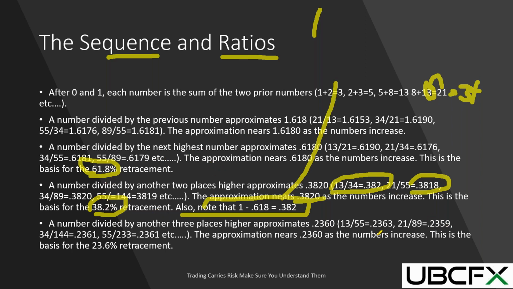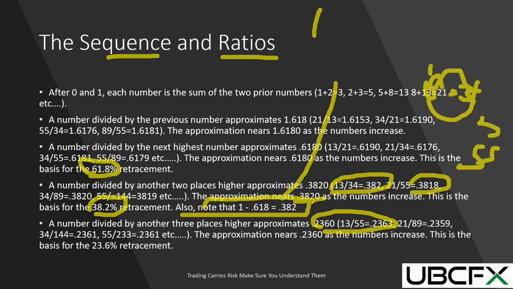Now, we could go one step farther and take the 13 and divide it by the 13 plus the 34. I'm sorry, we divided by the 21 plus the 34, which was 55. And that would give us the next Fibonacci ratio, which would be 0.2360. And you can keep doing this, separating the numbers farther and farther apart to get lots of ratios.